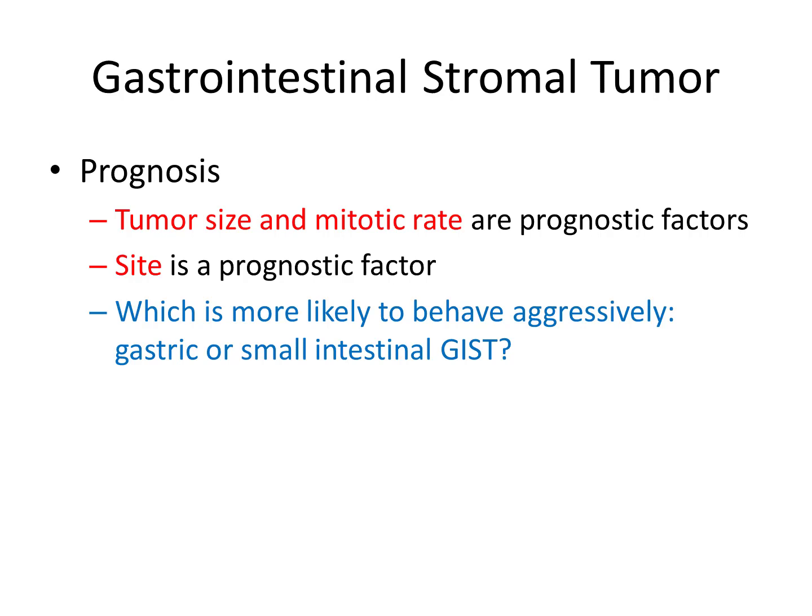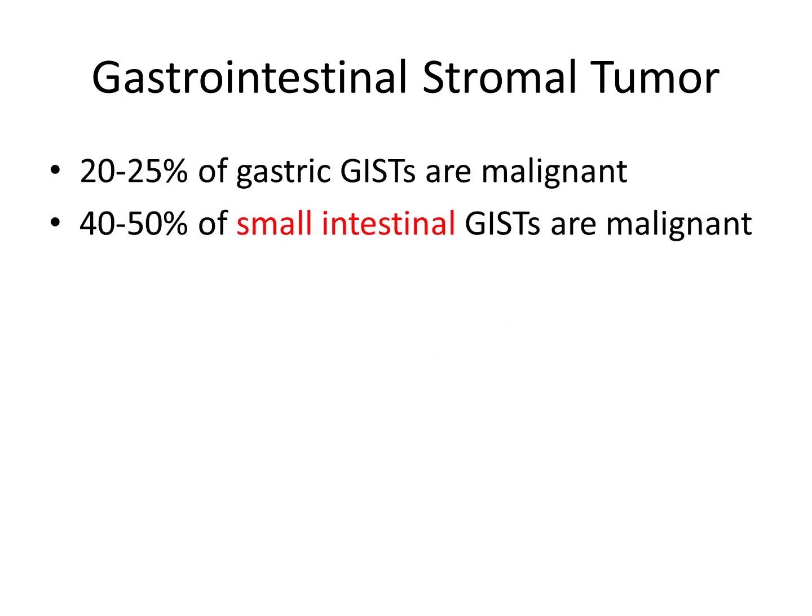Consider this question: which is more likely to behave aggressively, a gastrointestinal stromal tumor of the stomach or small bowel? Gastrointestinal stromal tumors that arise in the small bowel are more likely to behave in an aggressive fashion. Around 20 to 25% of gastric tumors are malignant, while 40 to 50% of small intestinal tumors are malignant.